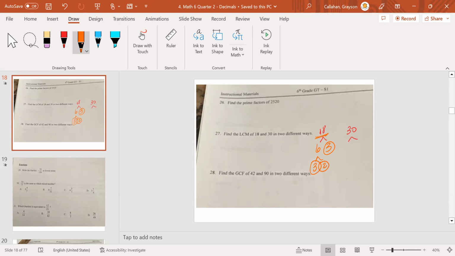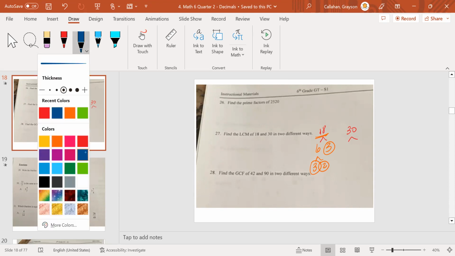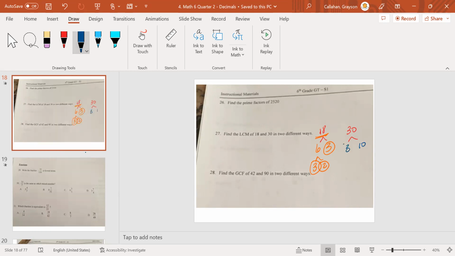So for 18, 3 times 3 times 2. Do you see that? Now let's focus on 30. What times what gives me 30? 3 and 10. Okay, 3 is a prime number. What times what gives me 10? 5.